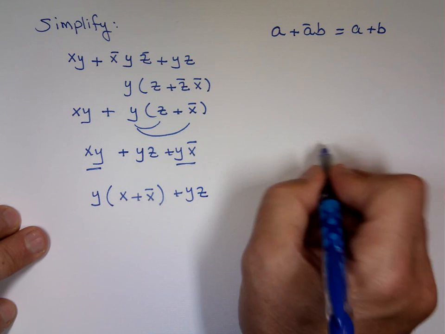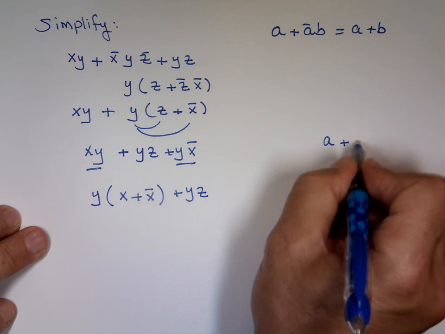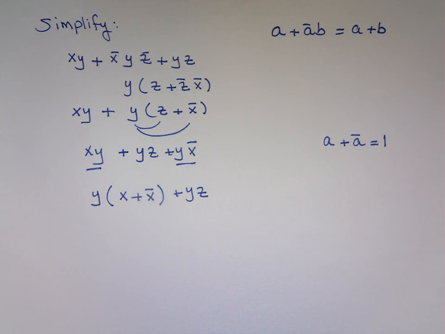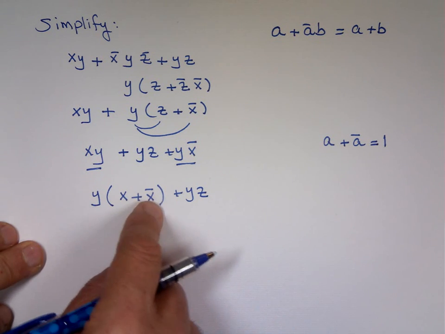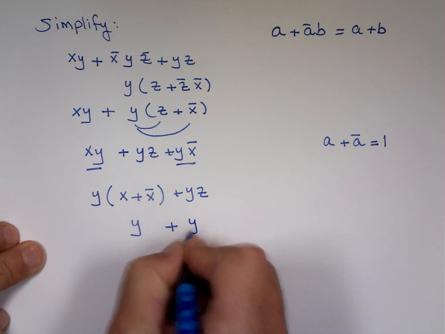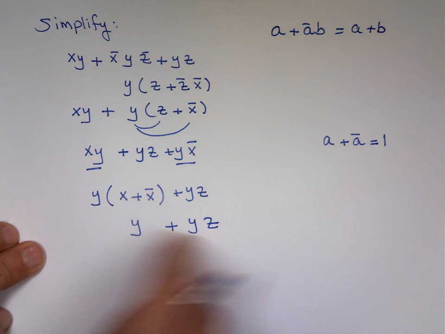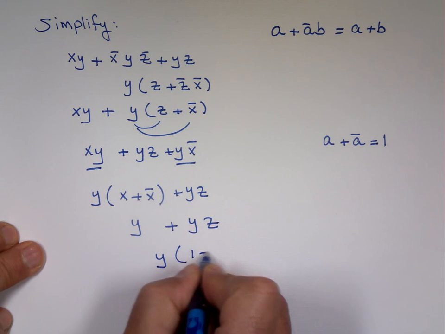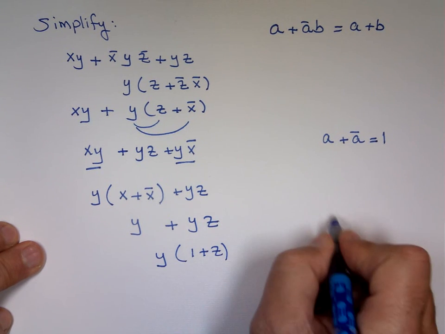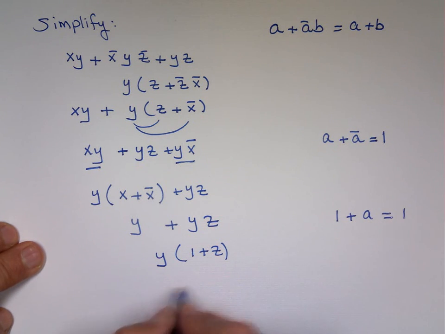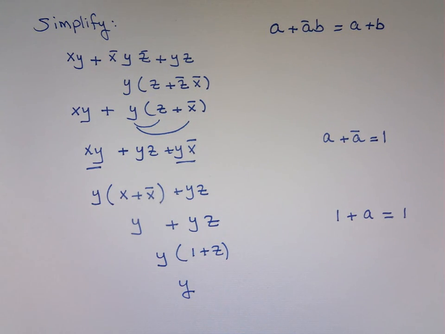We have a rule that says a plus a bar is always equal to what? 1. If I use that rule here, what's x plus x bar? 1. Y plus yz. Notice what they have in common. Y, 1 plus z. What's 1 plus z? We have another rule that says 1 plus a is always what? 1. That's a 1. So your answer is y.